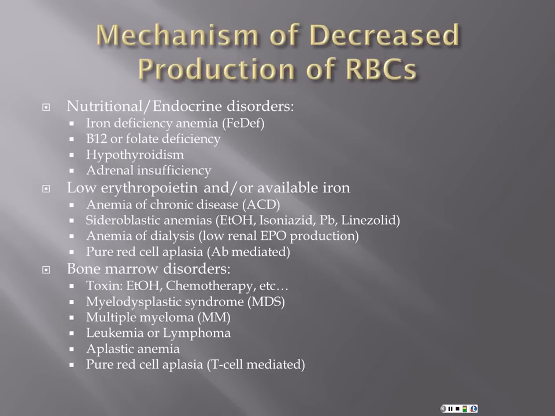So under the category of nutritional and endocrine deficiencies, we have iron deficiency anemia, which is the classic one. We have B12 or folate deficiency. We have hypothyroidism and rarely adrenal insufficiency.